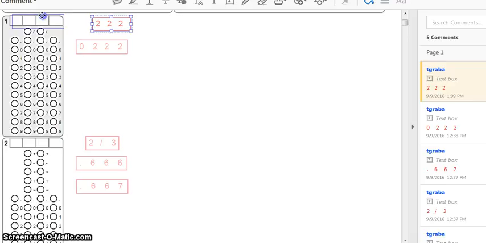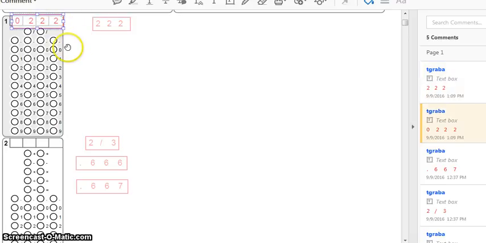But I could see students not wanting to leave something blank, figuring that it would be wrong. This 0 in front of the 222 really means nothing, but when I bubbled in 0222, that was incorrect. So they can leave spots blank. That is okay, and I think students need to know that.